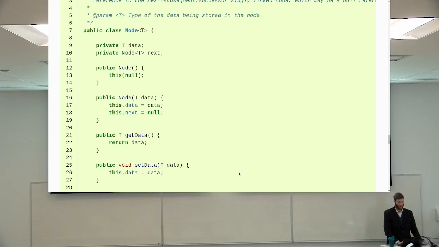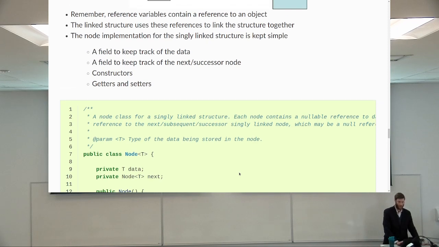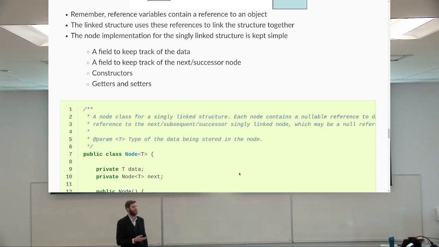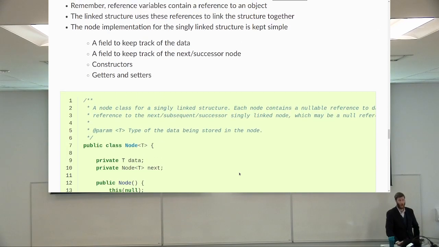So our node implementation is going to be kept ridiculously simple. It's going to be a ridiculously simple object. We're going to have a field to keep track of the data. It's going to be a reference variable to some type T, because our node's going to be generic. So it's going to be a reference variable to some data of type T. We need to keep track of the successor, which could be null, right? It could reference null if there's nothing that comes after the specific node. But a field to keep track of the next node, a node of type T. And constructors and getters and setters. Now we haven't talked about setters yet.